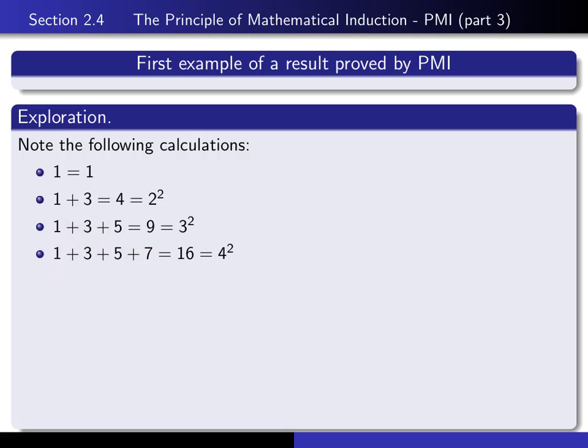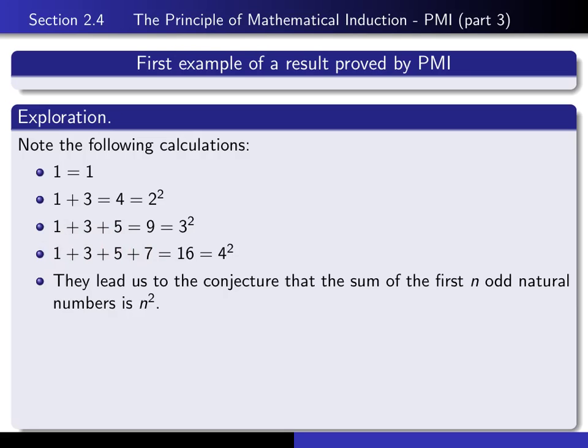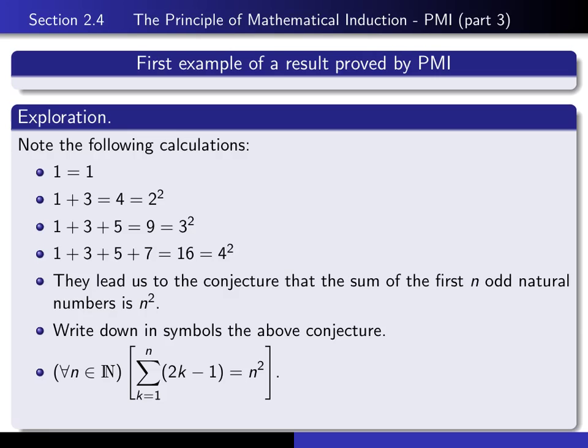So there seems to be some pattern here, and so we might be willing to conjecture on the basis of these calculations that the sum of the first n odd natural numbers is actually n squared. Let's write down in symbols what that says. Our conjecture says that for every natural number n, if we add up the first n of the odd natural numbers, we get n squared.